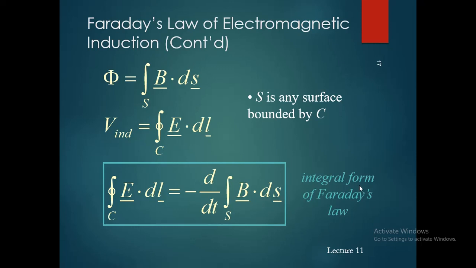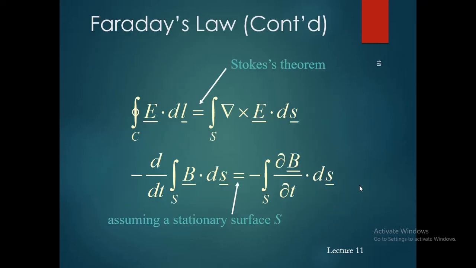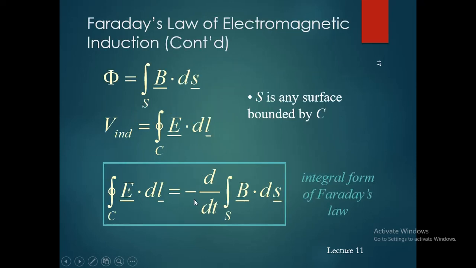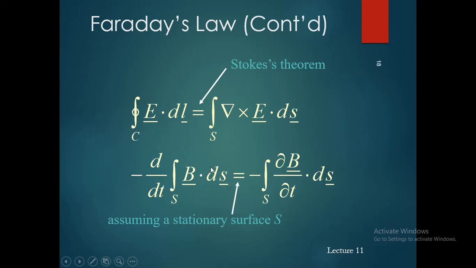This is one of the important forms for developing Maxwell's equations. Applying Stokes' theorem, the closed line integral of E dot dl is equal to the surface integral of del cross E dot ds. Assuming stationary surfaces, we know that the closed line integral of E dot dl is equal to minus d by dt of the surface integral of B dot ds. Substituting, it is equivalent to minus the surface integral of dou B by dou t dot ds.